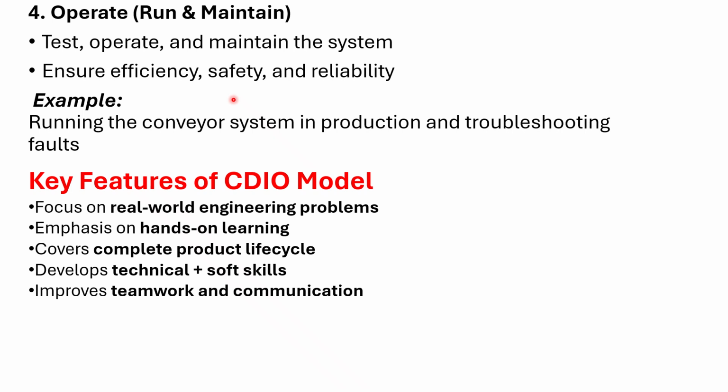If you see the key features of the CDIO model, it has four phases: conceive, design, implement, operate, that help the students to develop both technical knowledge and practical engineering skills through real world problem solving. It mainly emphasizes hands-on learning and covers the complete product life cycle, and also, as already said, develops technical and soft skills and improves teamwork and communication.